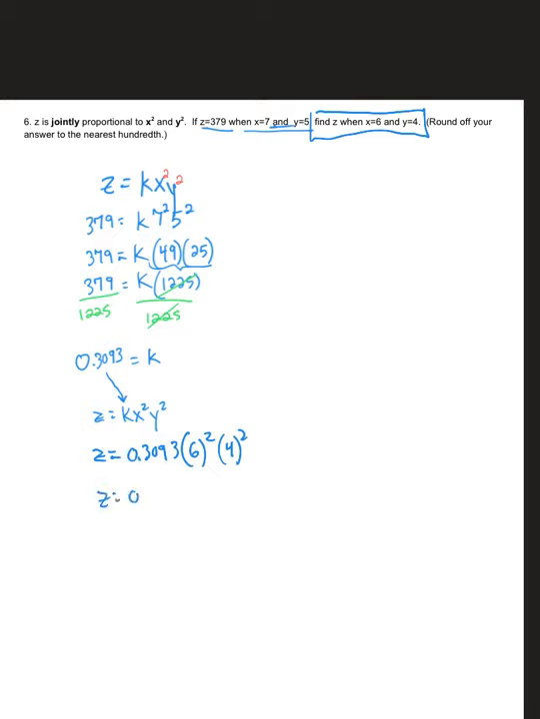So z equals 0.3093. 6 squared is 36. 4 squared is 16. So z equals, we're just going to multiply all that. So z equals 178.1568, rounding to the nearest hundredth. It looks like in this case we're going to be rounding that 5 up, so 178.16.